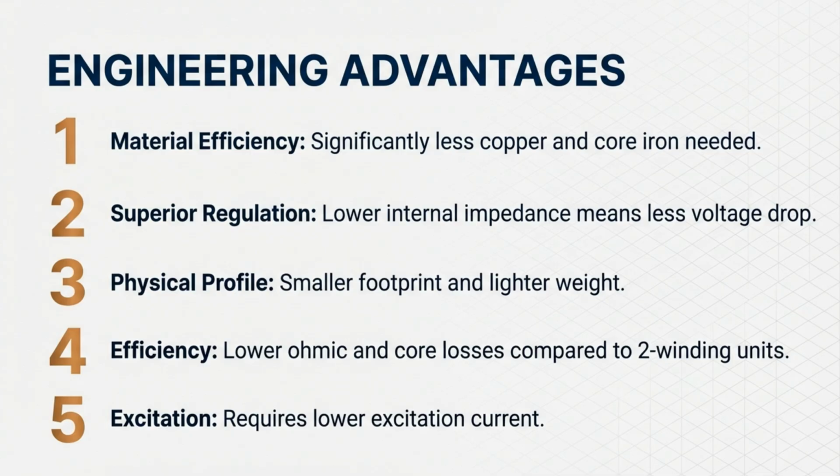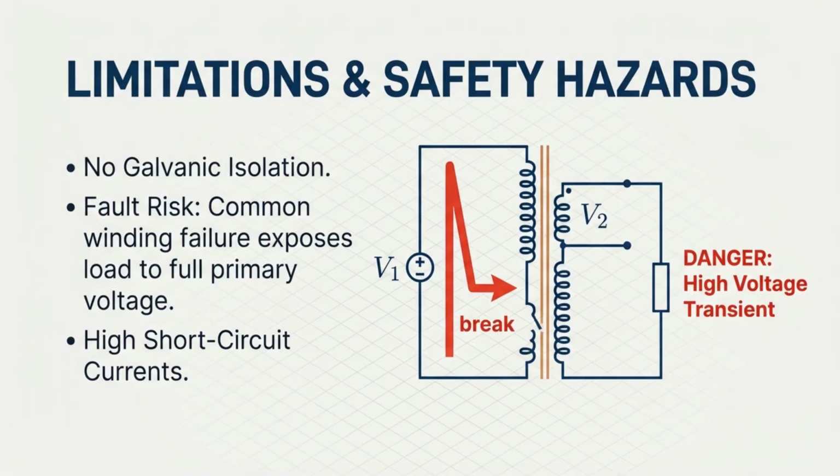Key engineering advantages include material efficiency, superior voltage regulation, a smaller physical profile, lower losses for increased efficiency, and lower excitation current requirements. Limitations include the lack of galvanic isolation and a fault risk, where a common winding failure exposes the load to full primary voltage, creating a high-voltage transient hazard.